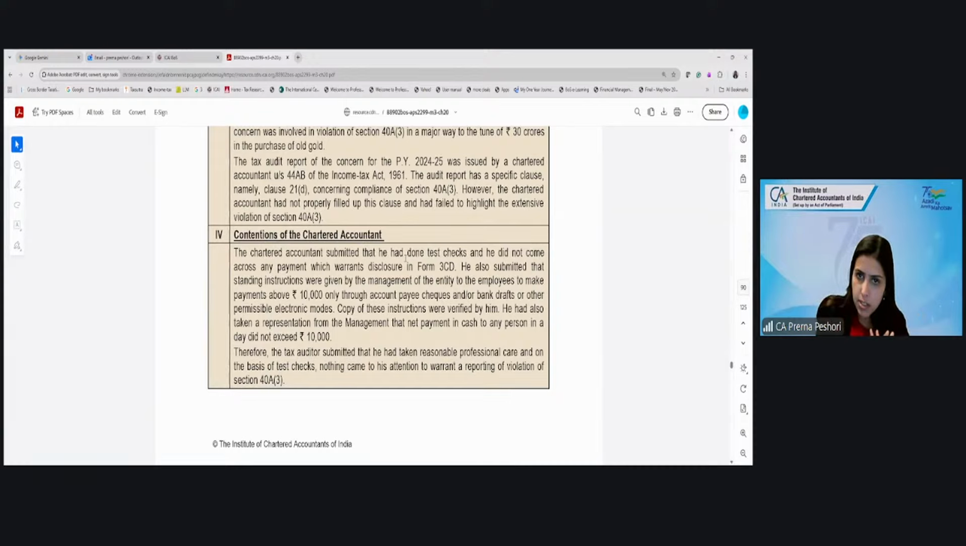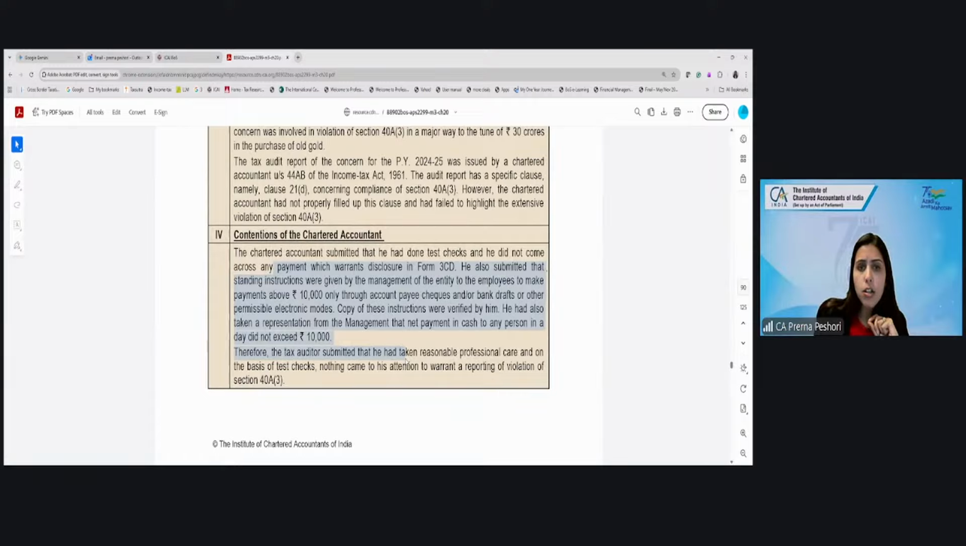He did a sampling exercise. Obviously, if the data is so voluminous, he can't be checking item by item. He also submitted that the standing instructions were given by the management to the employees to make the payments above 10,000 only through account payee cheque or bank draft or other electronic mode. Copies of these instructions were verified by him. He had also taken a management representation that the net payment in cash to any person did not exceed 10,000. Therefore, he submitted that he had taken reasonable professional care and on the basis of test check, nothing came to his attention to warrant a reporting of violation of section 40A(3).